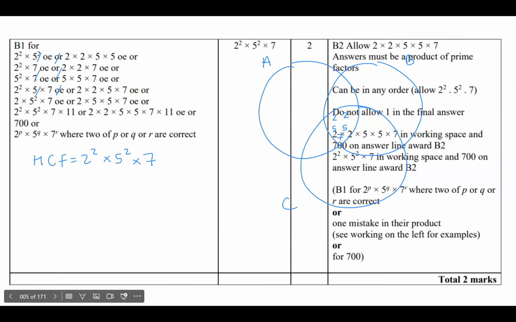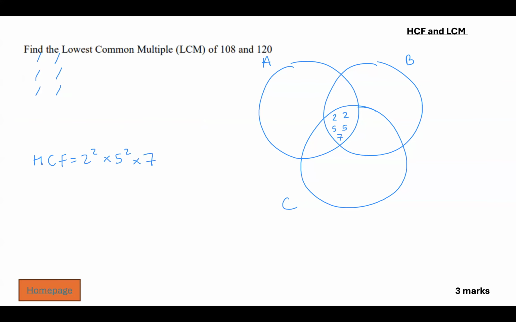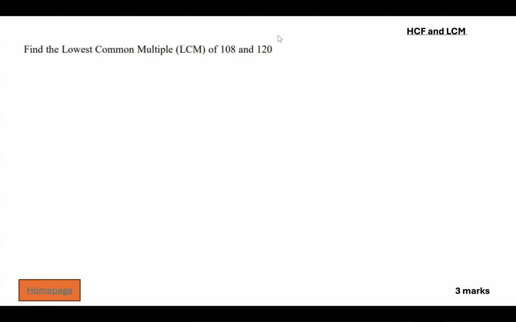Actually, we could do another question on this. So now we have an LCM question. And again, a Venn diagram comes in handy. Since this is an LCM question, we need to break these down into their prime factors. So we've got 108 and 120.